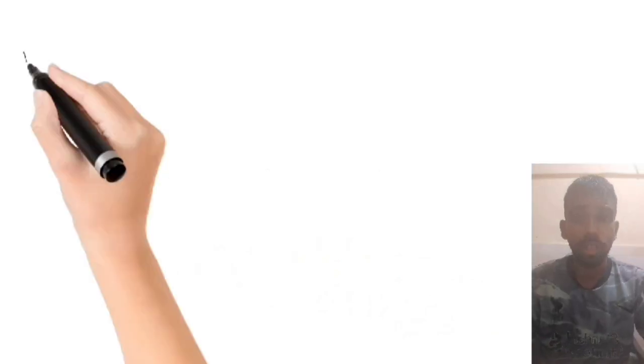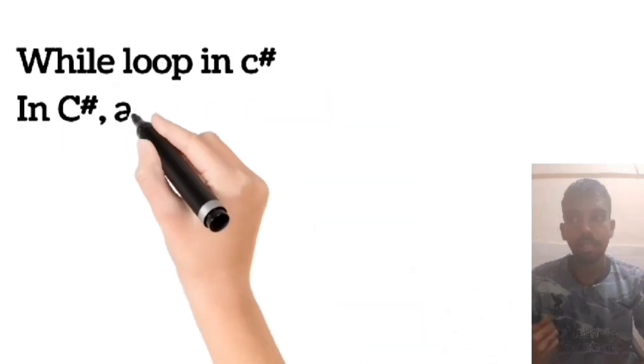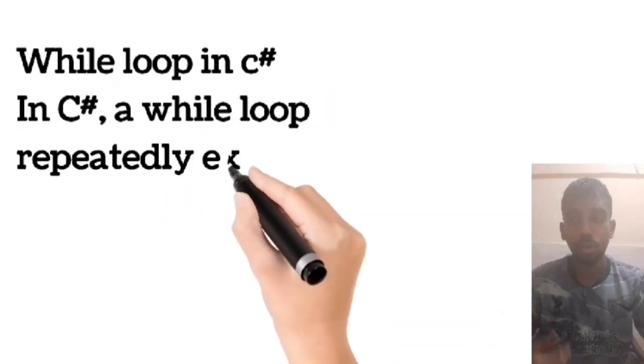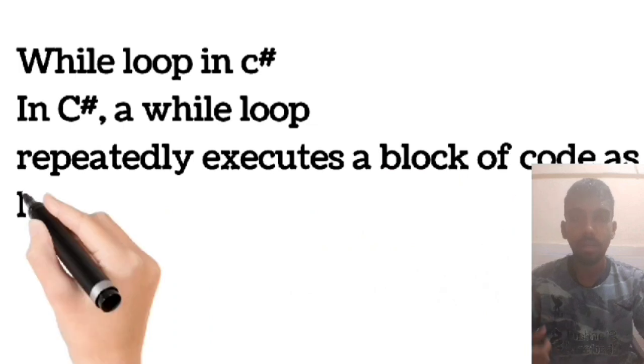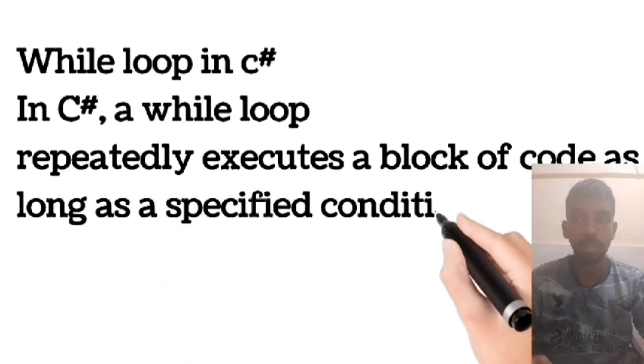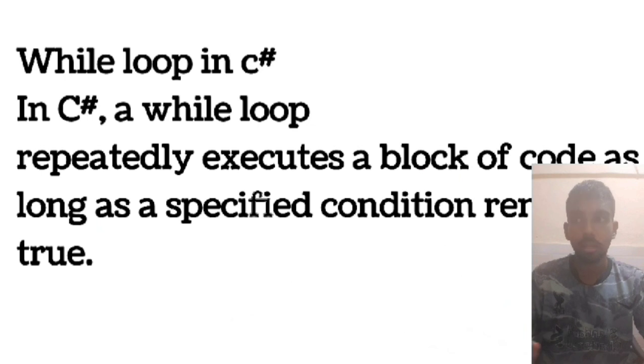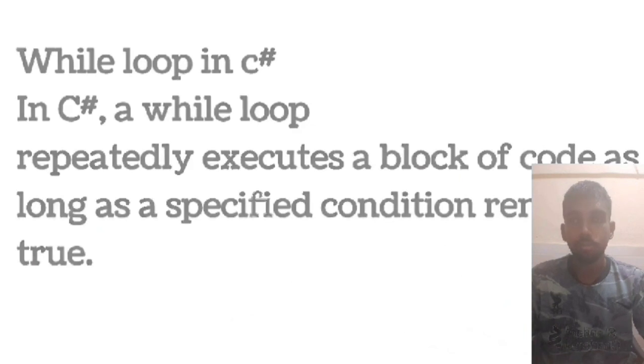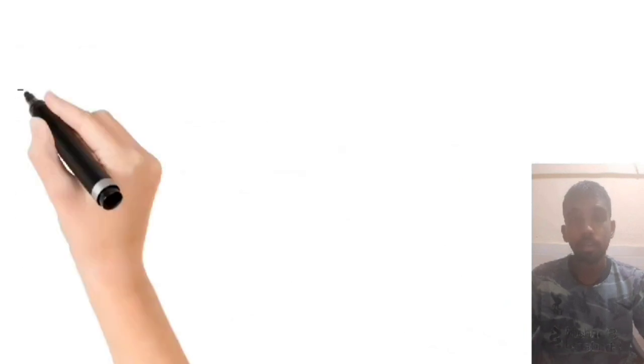So let's understand what a while loop is. Basically, a while loop is used to repeat a specific block of code until the conditions are met. It repeatedly executes that block of code as long as a specific condition evaluates to true.